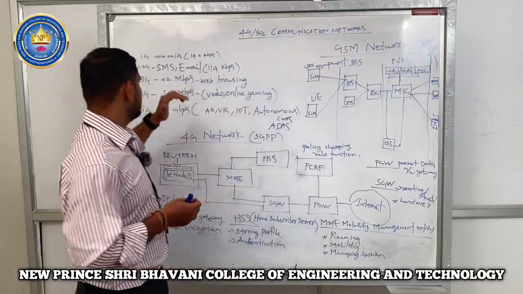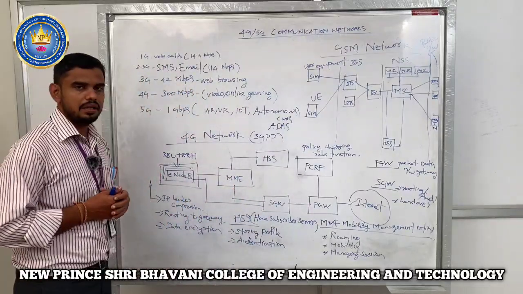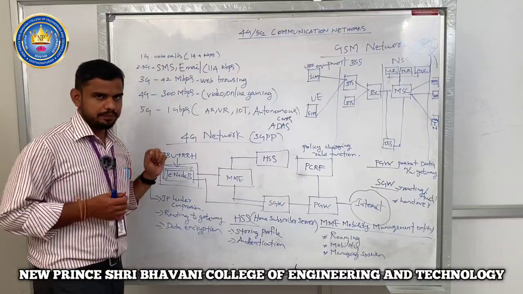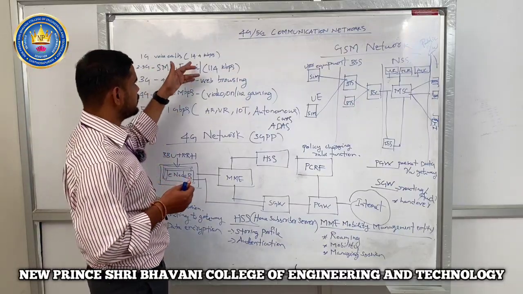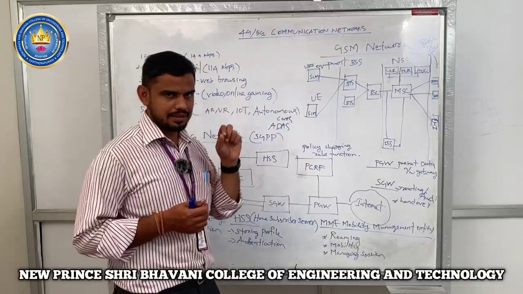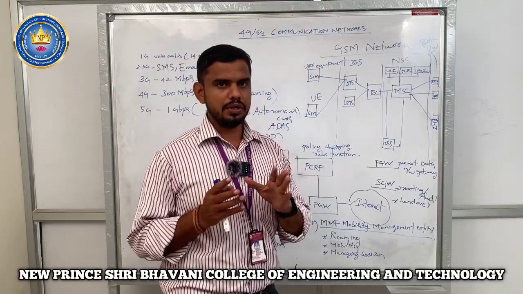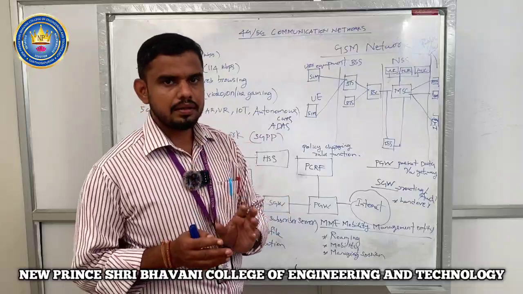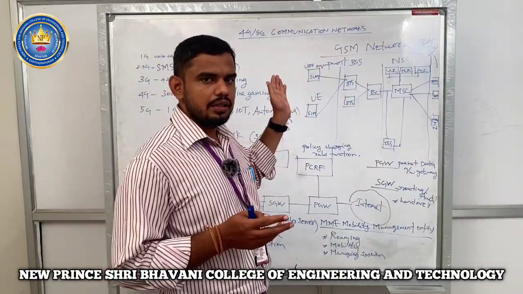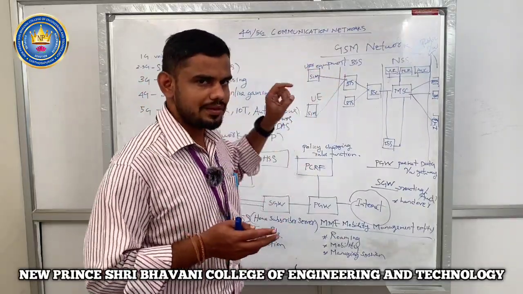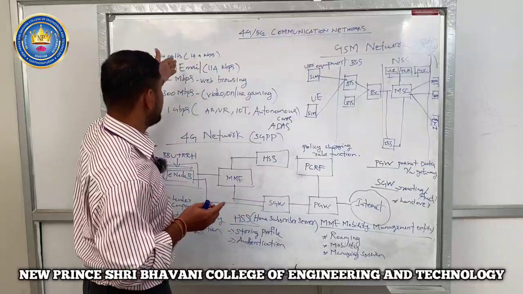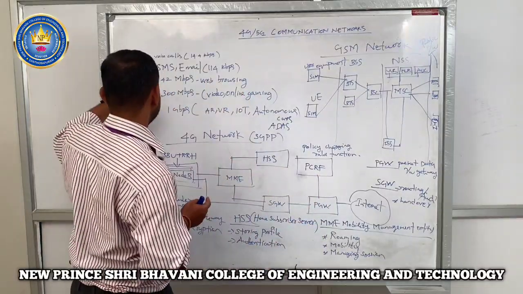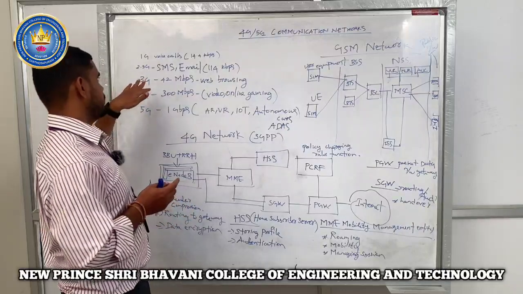So we have a first generation network that is dedicated for voice calls. The speed of that network is 14.4 kbps. It's very minimum. What we are using in 5G is 1 Gbps. So compared to this one, the speed of the first generation network is very minimum, that is 14.4 kilobits per second.